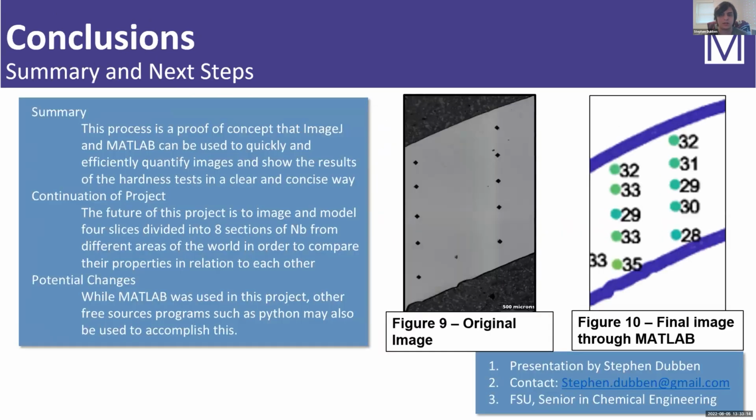So in conclusion, this process is a proof of concept that ImageJ and MATLAB can be used to quickly and efficiently quantify images and show the results of the hardness test in a clear, concise way. It can also show that many, many hardness tests can be compiled on a singular image.